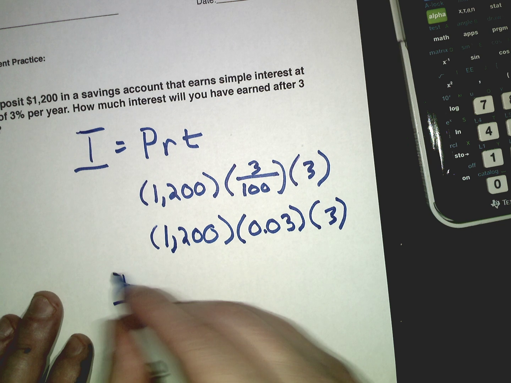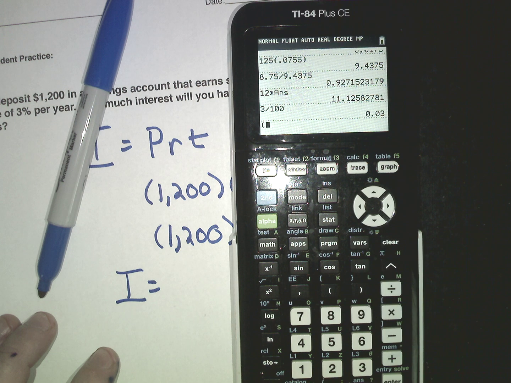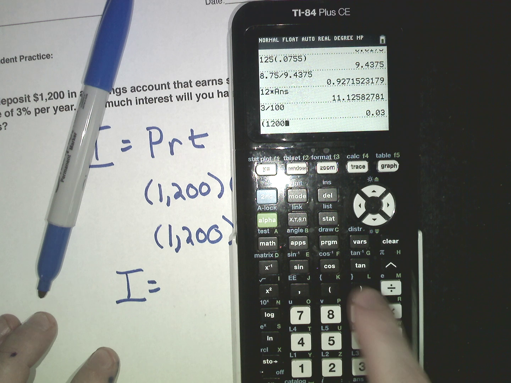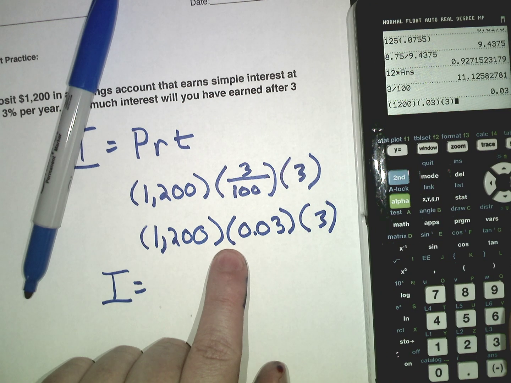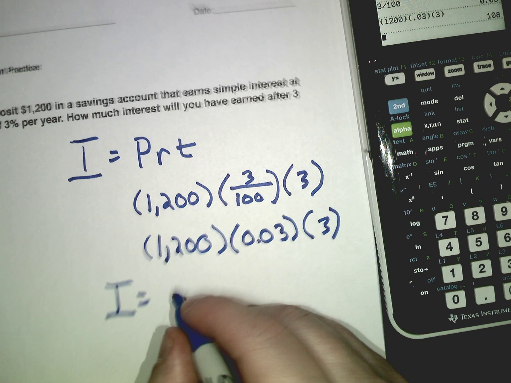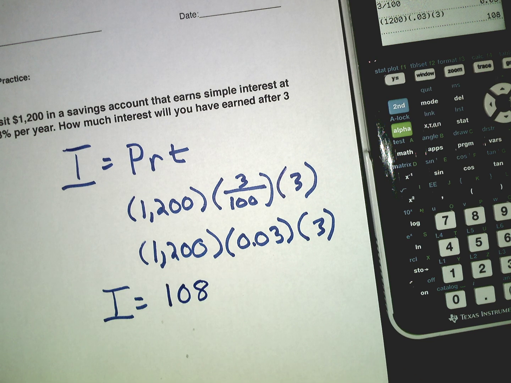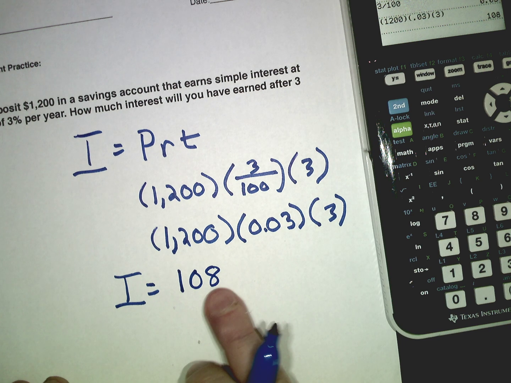Now, next step. Put this in the calculator. That's all you're doing. So I'm going to say 1,200. I'm going to put these all in brackets so I make it nice and easy on myself. 1,200, 0.03 times 3. I'm putting exactly what I put in here. I'm going to get a number. 108. That means my bank account, over the course of 3 years, has earned $108.